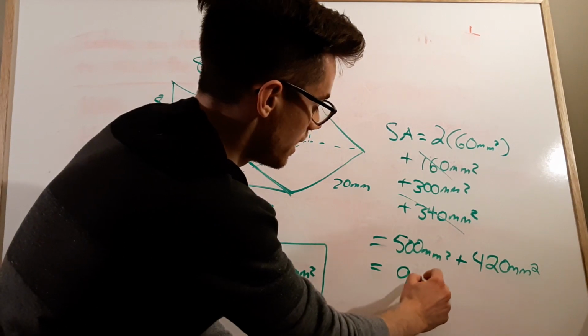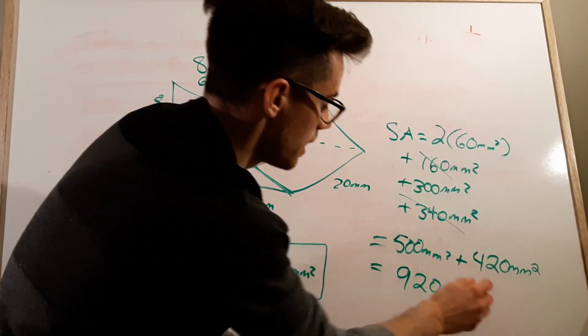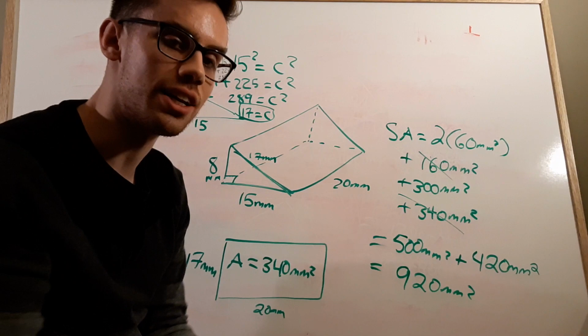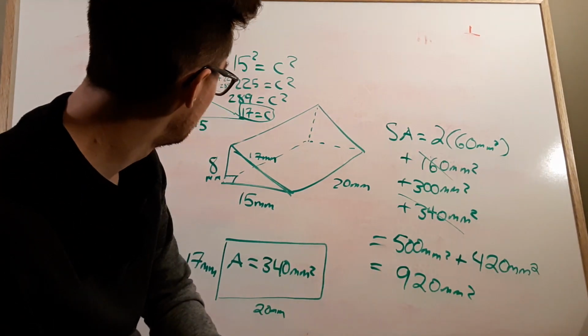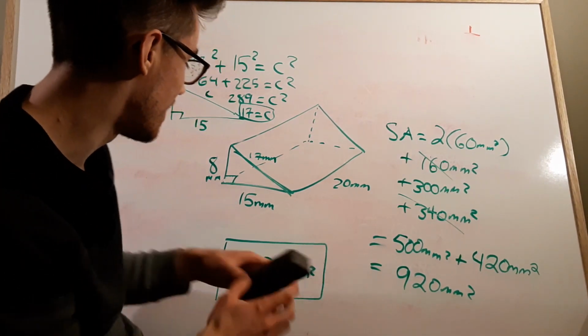But we have 420 millimeters squared. When I put those together, I get 920 millimeters squared, and that will be the surface area of that triangular prism. So, that's triangular prisms for you.